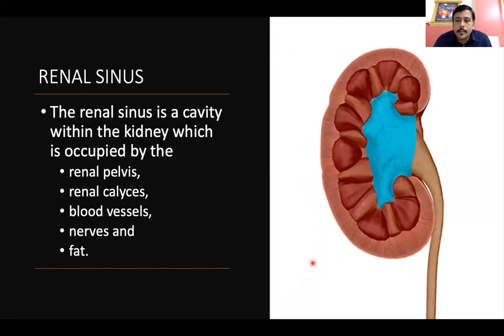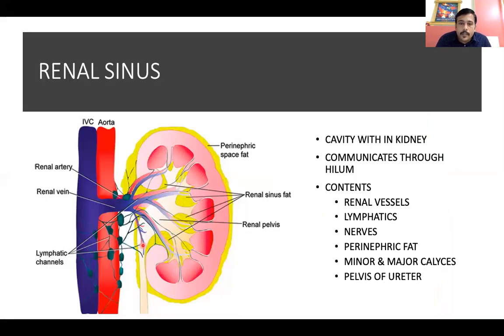Coming to the renal sinus, you can see in this picture, the blue colored area which is marked here is nothing but the renal sinus. And the renal sinus is actually a cavity kind of space. It's occupied by the renal pelvis, renal calyces. The calyces include both major and minor calyces, the blood vessels and lymphatics, as well as the nerves and the adipose tissue also. You can see here, the renal sinus once again. You can see the blood vessels as well as the lymphatics.